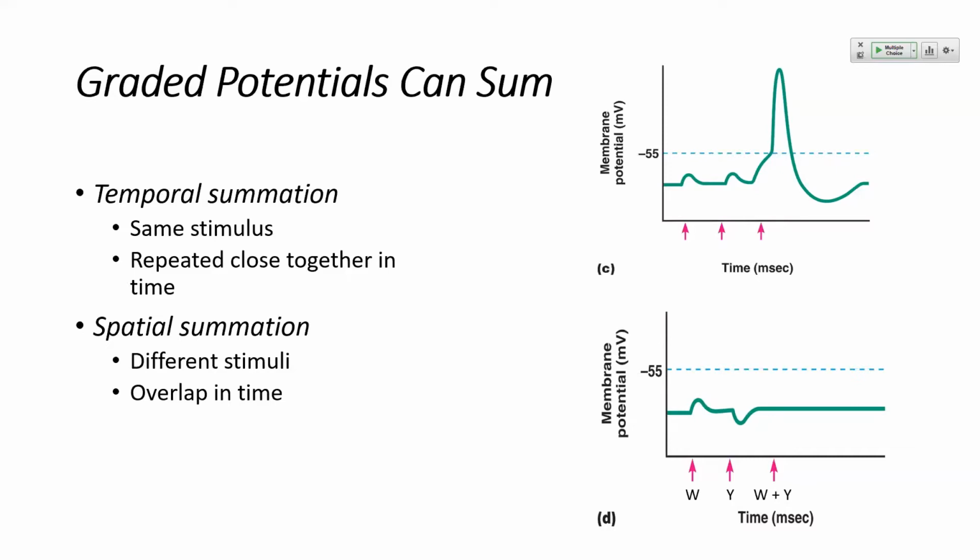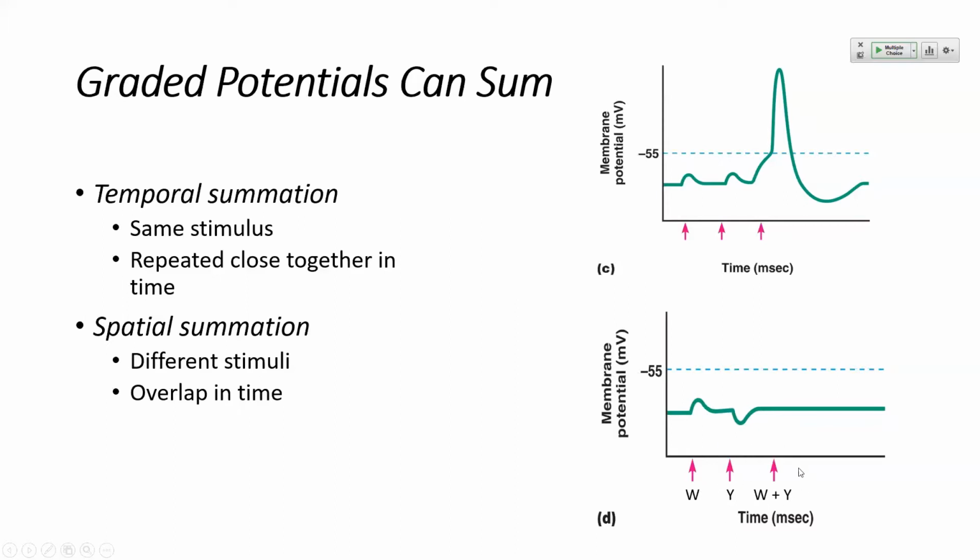Spatial summation happens if there are stimuli happening at different places on the neuron. So different spots, but they're happening at the exact same time. And we can also sum those in space, right? So we have one graded potential happening at the synapse between neuron W and neuron Y, and then another graded potential happening at another synapse on neuron Y.